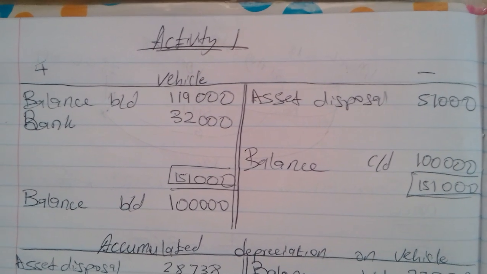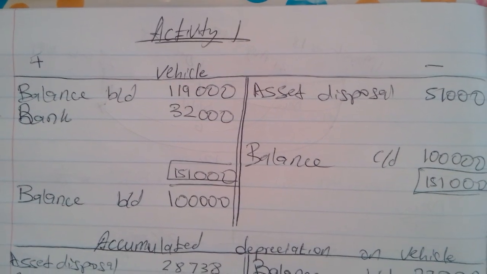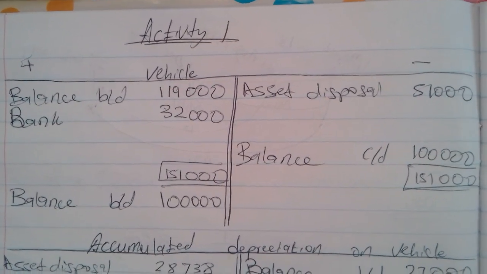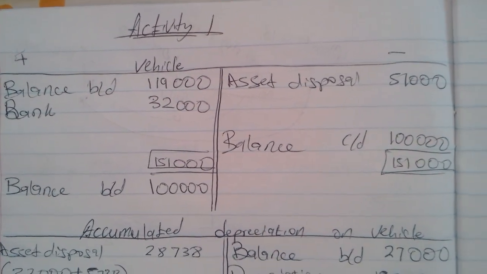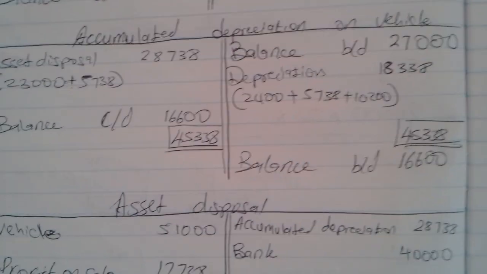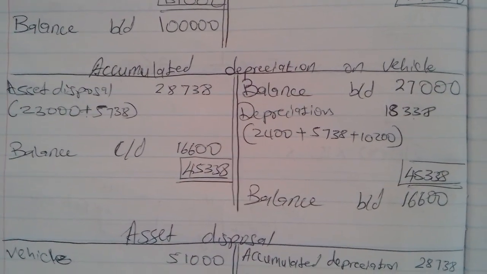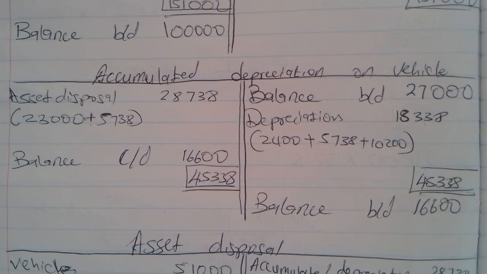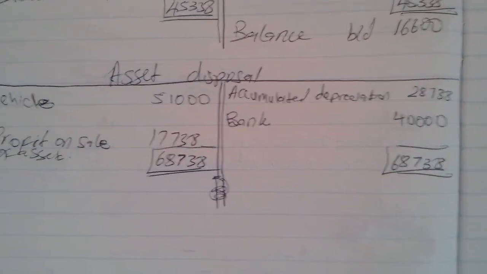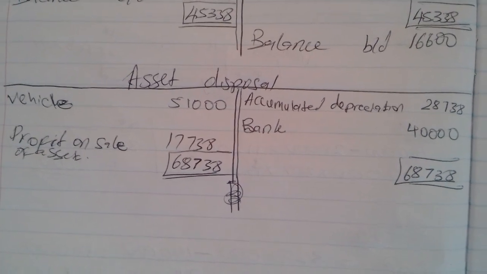Our final solution for the ledger account of a vehicle is like this. You can mark your own and check if you got things correct, and also the accumulated depreciation ledger account will be like this, and also the asset disposal ledger account will be as follows.